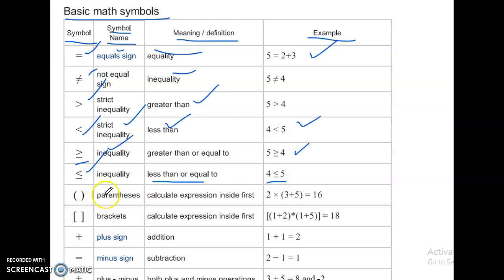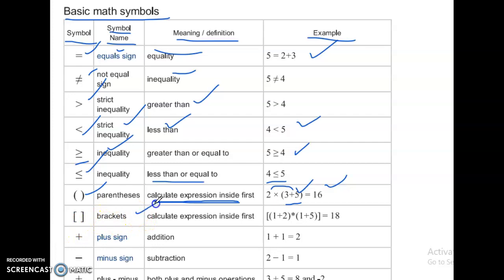Parenthesis: calculate the expression inside first, this one, then multiply with this. 3 plus 5 is 8, times 2 is 16. So calculate the expression inside first. That's why first you have to calculate 3 plus 5, then multiply with 2.